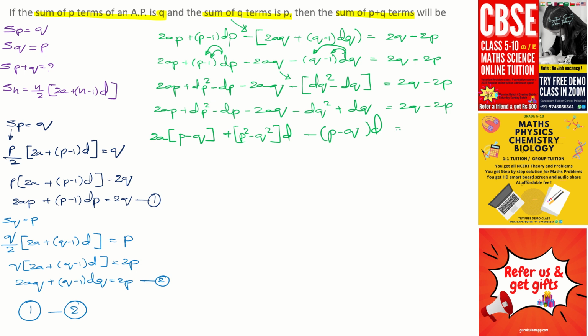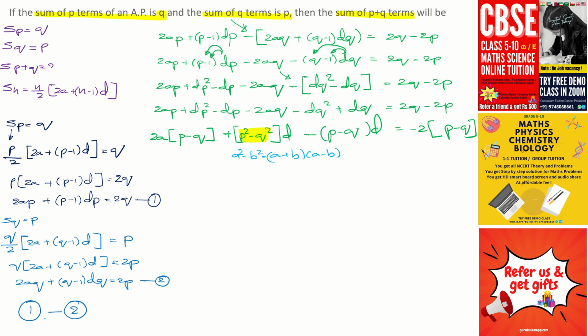And here we can take common. A minus 2 can be taken as common, so it will be p minus q, correct? So when we analyze here, we can adopt one thing. This looks like our standard identity, a square minus b square, which is a plus b into a minus b, right? So we have to split it like that.